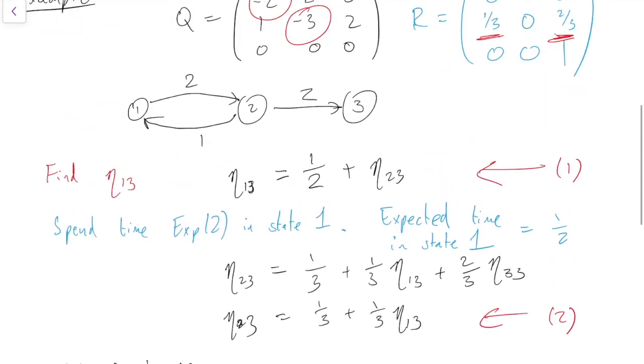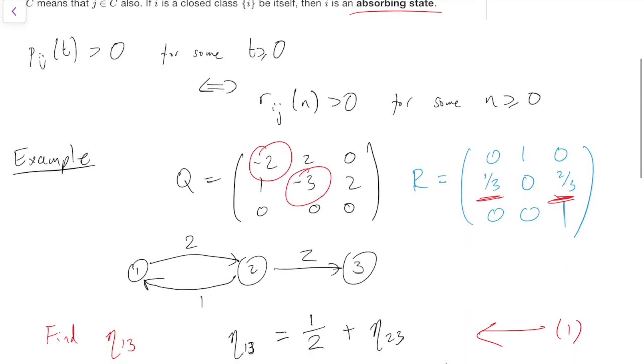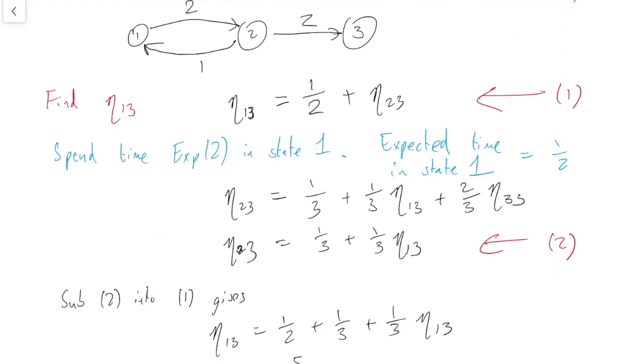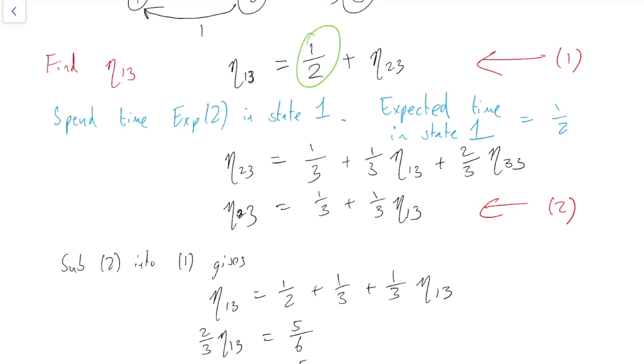So note, hitting probability is exactly the same as discrete time. For expected hitting times, just remember this amount of time spent instead. So that's expected amount of time in current state. That's the only bit that's different. Everything else was the same.